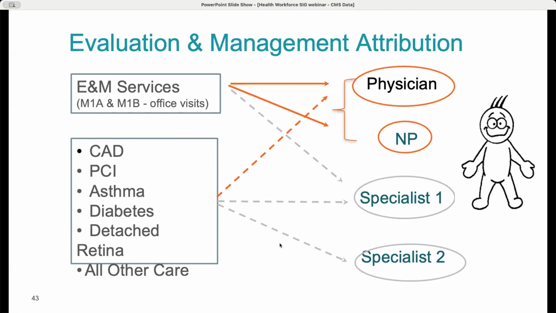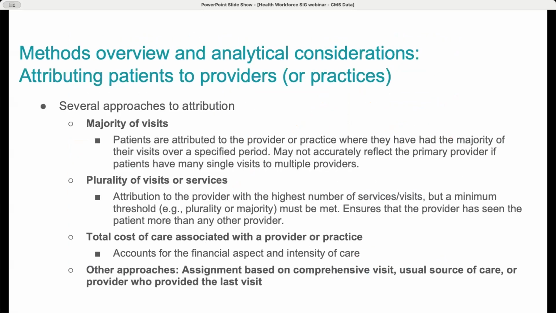And all the dotted lines here are going to be relationships with clinicians that, for the purpose of our study, we will be ignoring. And there are all sorts of different approaches to attributing patients to providers or also practices. Here are some common ones, such as majority of visits, where patients are attributed to the provider or practice where they have had the majority of their visits over a specified period, which may not accurately reflect the primary provider if patients have many single visits to multiple providers.